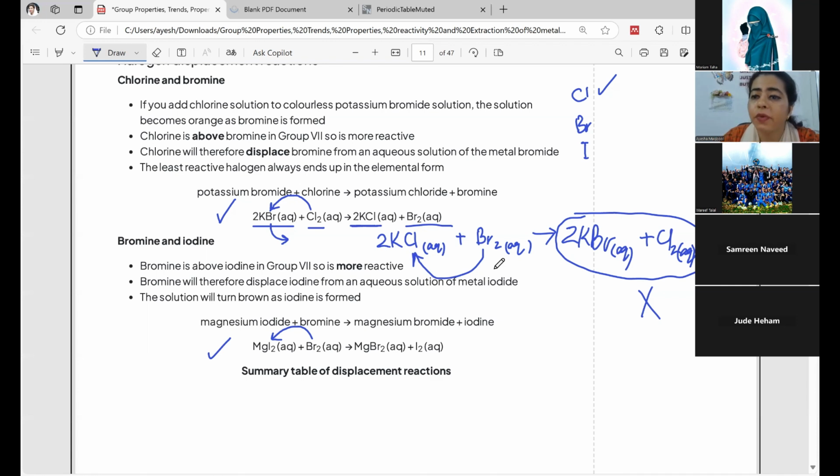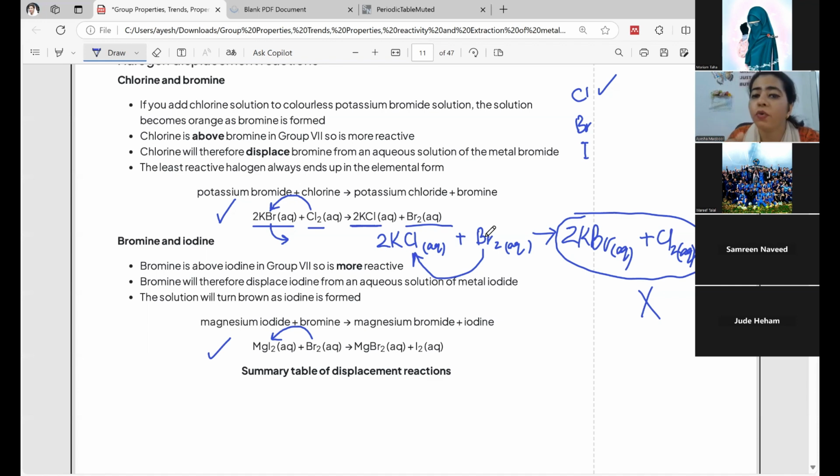It will not be written this way. See, if we have 2 KCl plus Br2, it is not possible that bromine comes and replaces. What will happen? The reactants will remain reactants. They will not change to anything. 2 KCl will remain 2 KCl. Br2 will remain Br2 in that case.